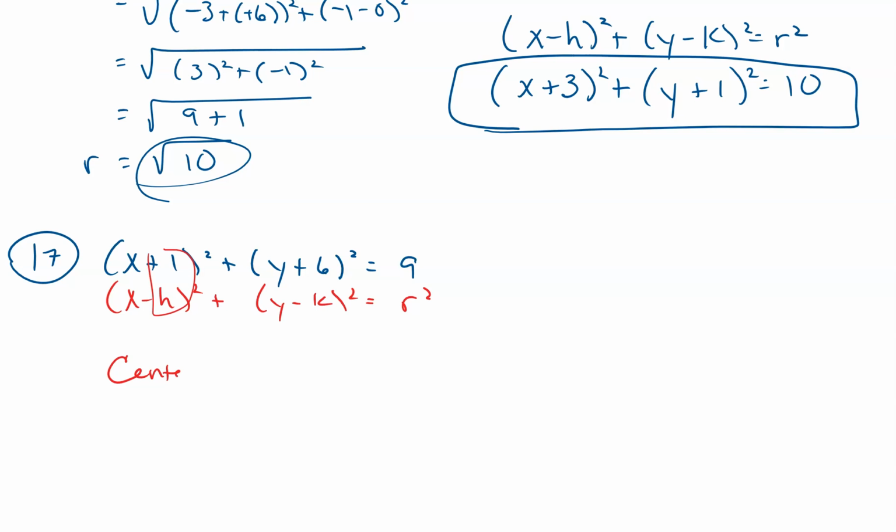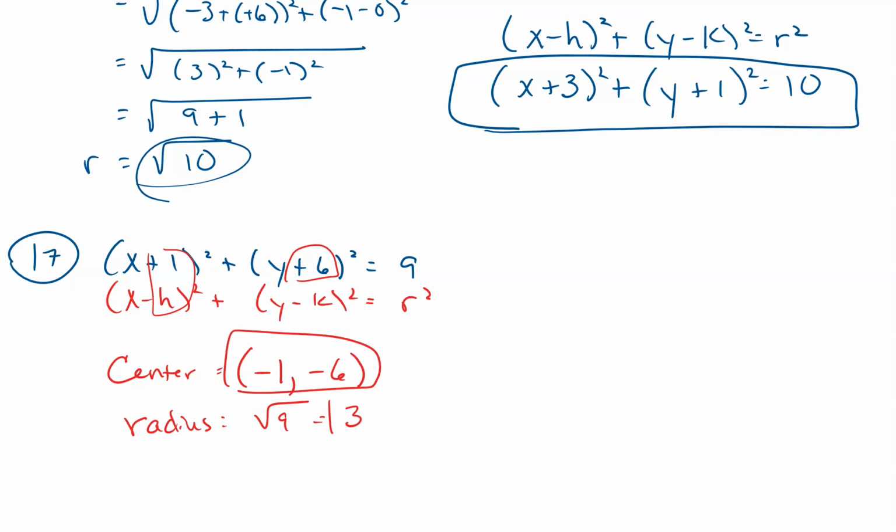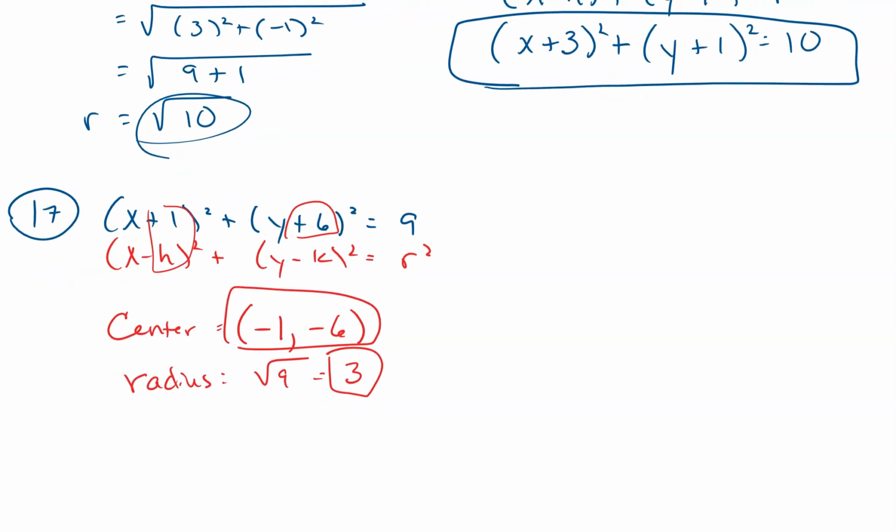So what's my center going to be? Well, my center is x minus h, so I have to find the h. Well, plus 1 means that's a negative 1. Minus k, so I have a plus 6 here, so that means that was a minus 6. There's your center. And your radius is really simple. You just have to go square root of 9, which is going to be 3. So just want to make sure you understood what is happening there.